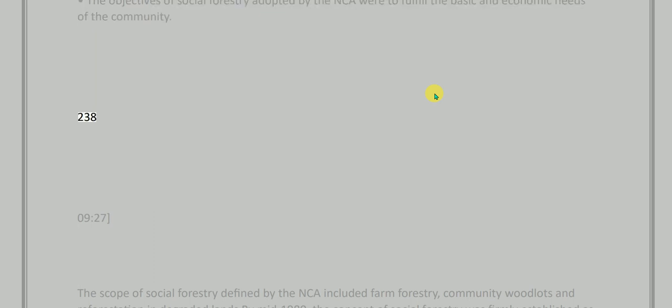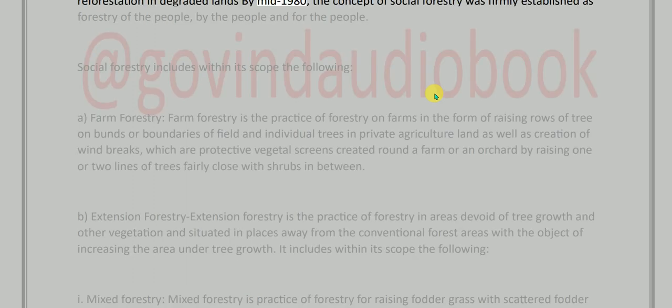The scope of social forestry defined by the NCA included farm forestry, community woodlots and reforestation in degraded lands. By mid-1980, the concept of social forestry was firmly established as forestry of the people, by the people and for the people.